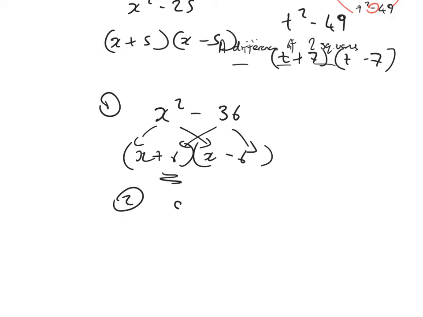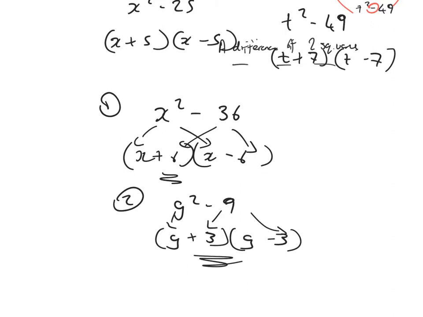Example 2. g squared minus 9. Okay. Bracket with a plus, bracket with a minus, square root of g squared is g, square root of 9 is 3. Okay, so we just did two very simple examples of difference of two squares.